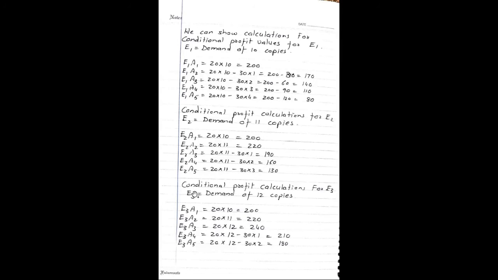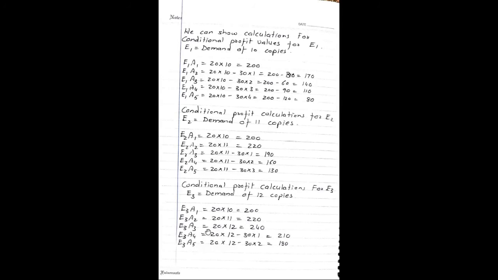Then go for conditional profit calculations for E3. E3 is nothing but demand of 12 copies. So E3 A1. Though the demand is for 12, we have 10 copies in stock. So we can sell only 10 copies. 20 into 10, the answer is 200. E3 A2. Though the demand is for 12 copies, there are 11 copies in stock. So 20 into 11, answer becomes 220.